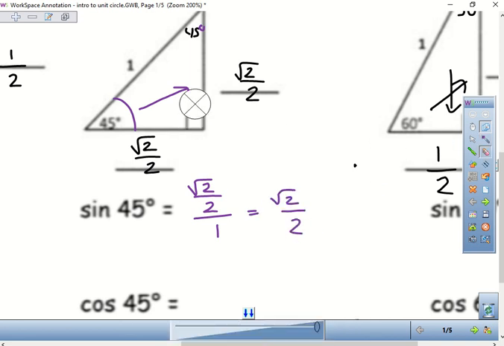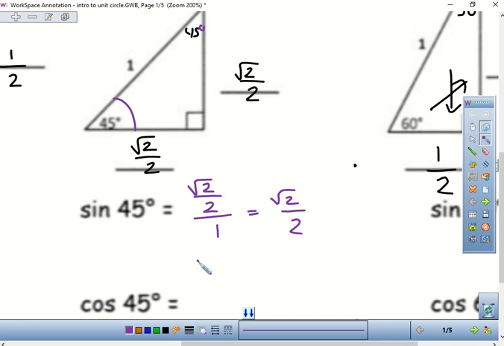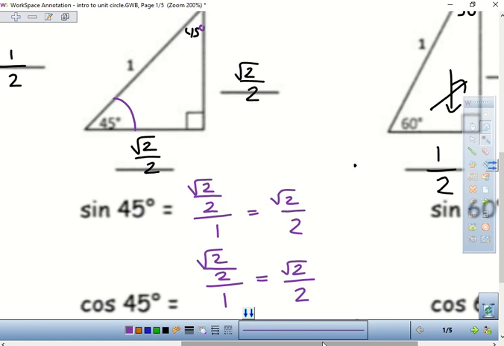Now, we know that cosine is adjacent over hypotenuse, right? So you're going to notice the adjacent side and the opposite side in this case are the same. So what this means is if you put sine of 45 in the calculator and cosine of 45 in the calculator, you're going to get the same answer, okay? And that's why. Over here, if you put sine of 30, cosine of 30, you're going to get those answers.